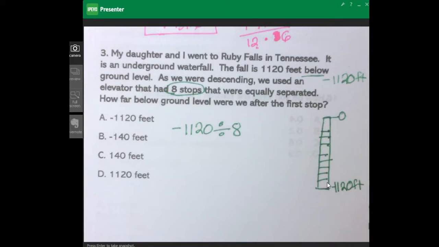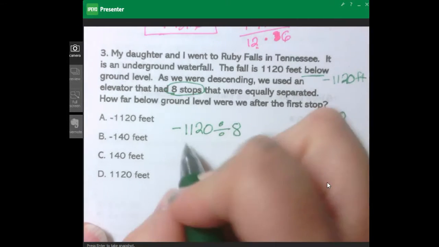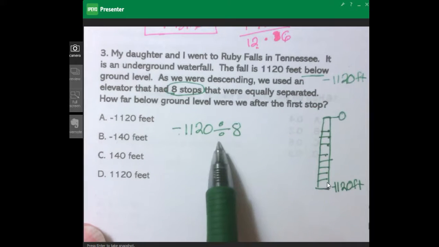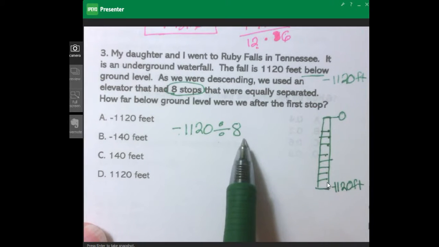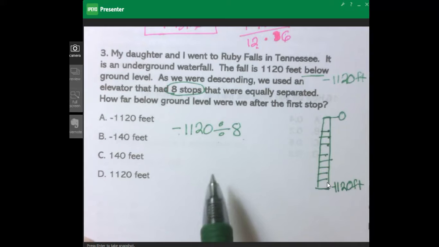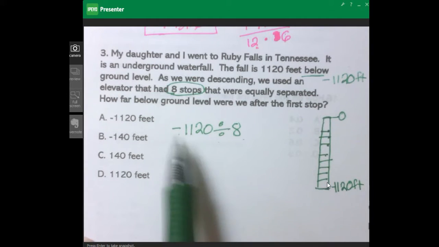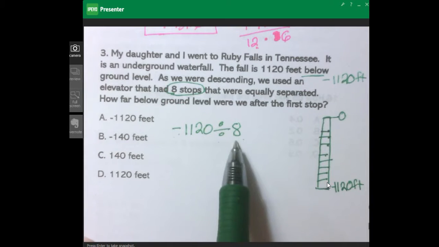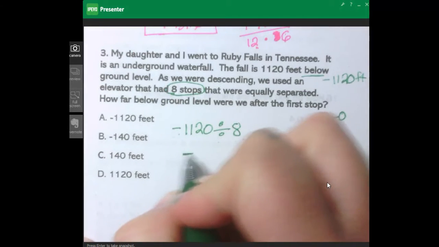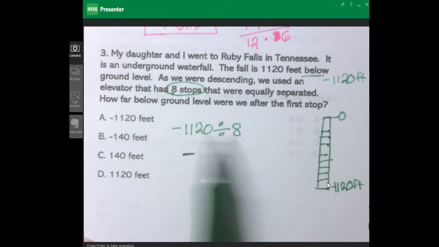After one stop, I have a negative divided by a positive. Our rules here are different than they are for adding and subtracting. If you multiply or divide with the same sign, you have a positive answer. If you multiply or divide with different signs, you will have a negative answer. So I have a negative divided by a positive, so this is going to give me a negative answer. And then we just take our numbers and divide as normal.